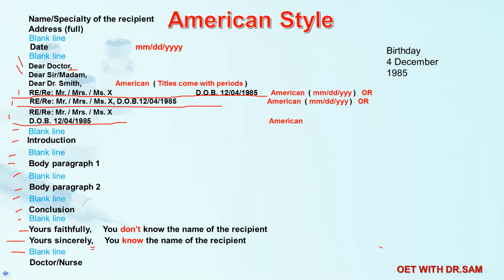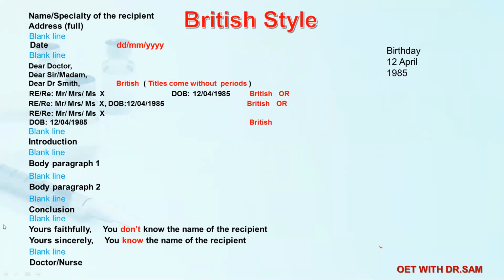Then blank line, then you can write doctor if you are a doctor, or nurse if you are a nurse, or dentist if you are a dentist. It depends on your specialty or the type of exam you are sitting. This is regarding American style. Let's go for the next English school, which is British style.